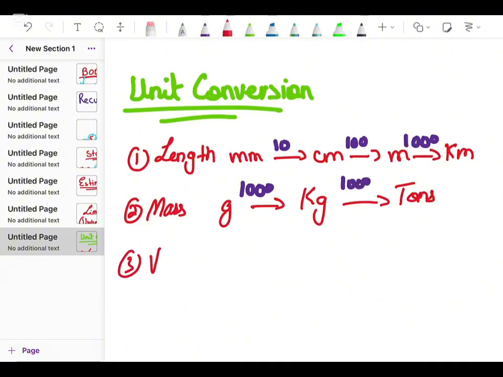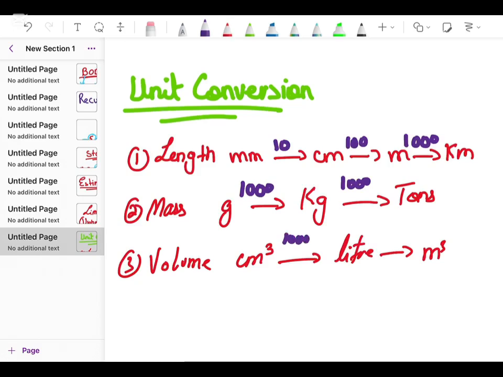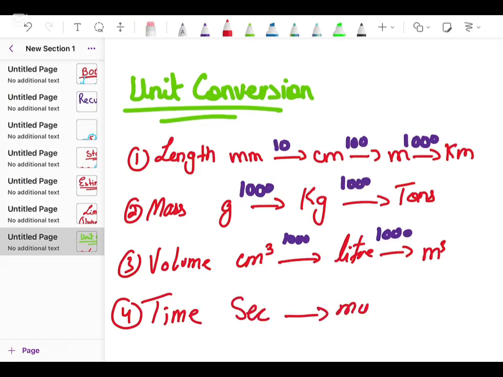Now we have volume, centimeter cube to liter to meter cube. So again we will use 1000. And the last we have time conversion. So second to minute to hours. In this we use 60.